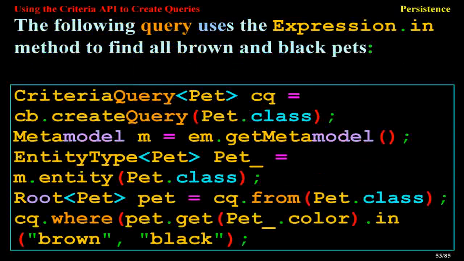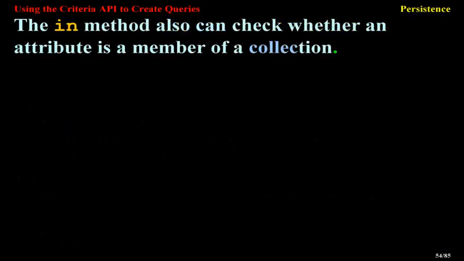The following query uses the Expression in method to find all brown and black pets. CriteriaQuery<Pet> cq = cb.createQuery(Pet.class); Metamodel m = em.getMetamodel(); EntityType<Pet> Pet_ = m.entity(Pet.class); Root<Pet> pet = cq.from(Pet.class); cq.where(pet.get(Pet_.color).in("brown", "black")); The in method also can check whether an attribute is a member of a collection.